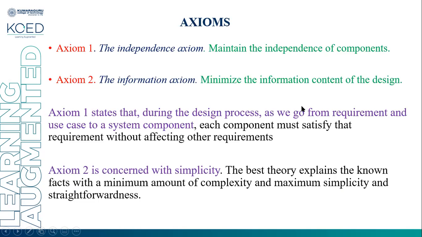Next, we are going to discuss the types of axioms. The axioms are of two types. One is the independence axiom, which says to maintain the independence of the components. Each software component should be independent.